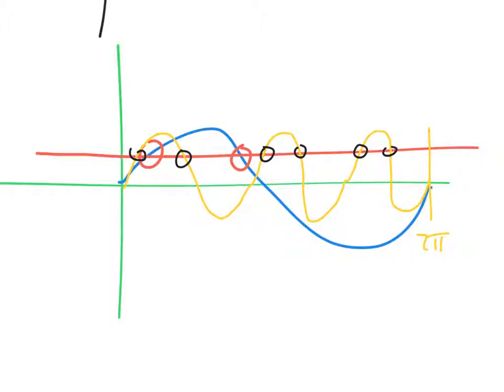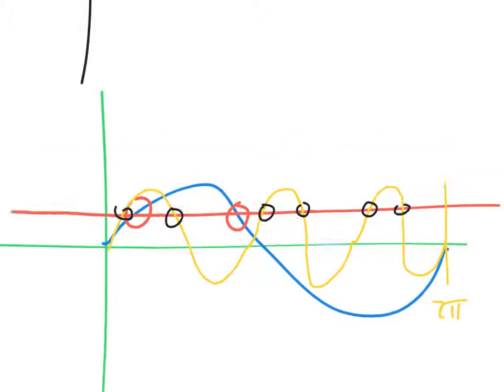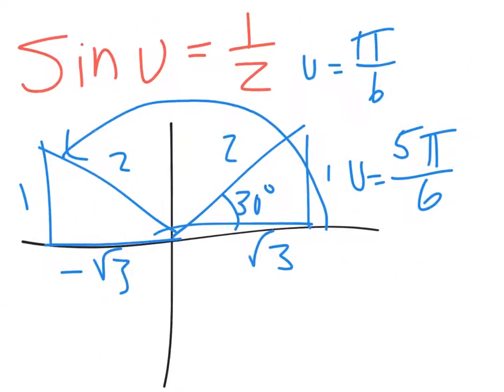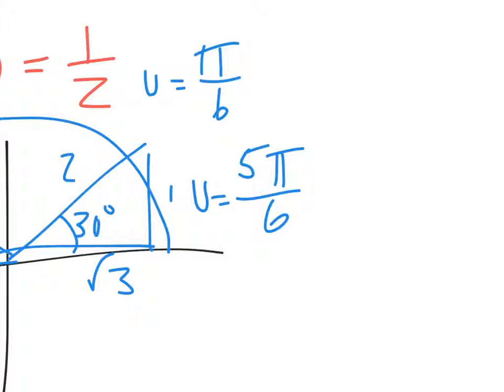Okay, so I'm trying to explain why there's going to be 6 answers. I could have just done this all with algebra and said, just do this, and it'll work. But I'm trying to show you why there's 6 answers, not just 2. All right, so back to here. We've got our 2 answers, u equals pi over 6 and u equals 5 pi over 6.